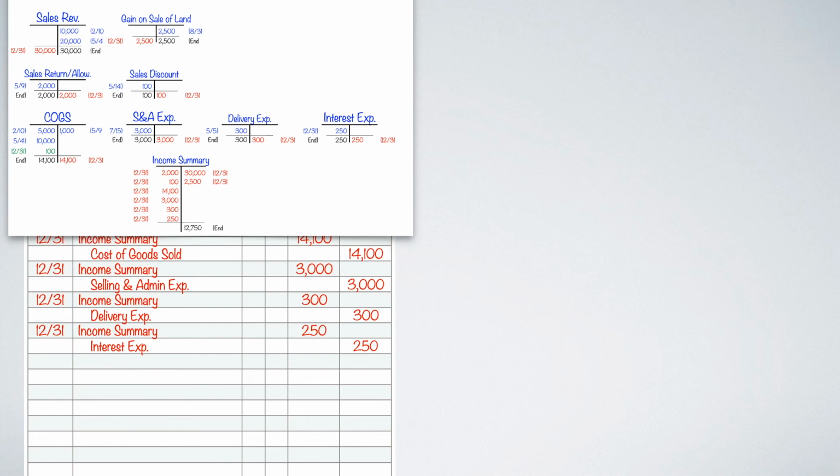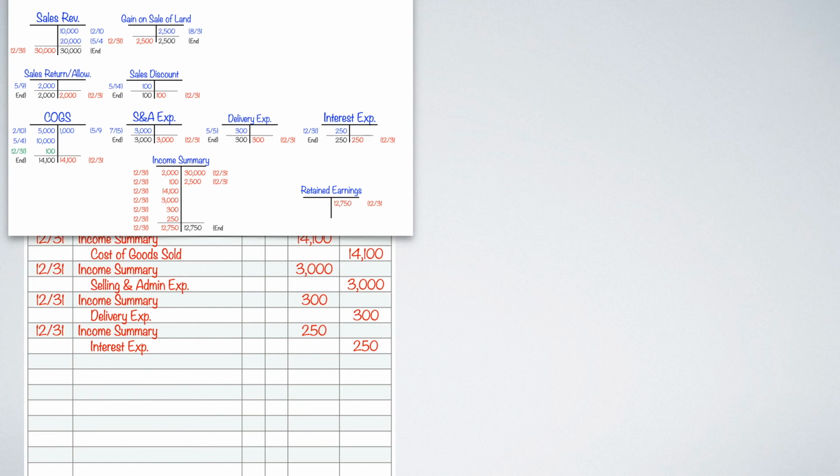And the next step would be to close that out to retained earnings. Now, up to this point, we shouldn't have had a retained earnings T-table. So we're going to create one. And in order for me to get rid of that $12,750 on the credit side of income summary, I need to debit income summary by $12,750. And if I debit income summary by $12,750, then I need to credit retained earnings for $12,750.